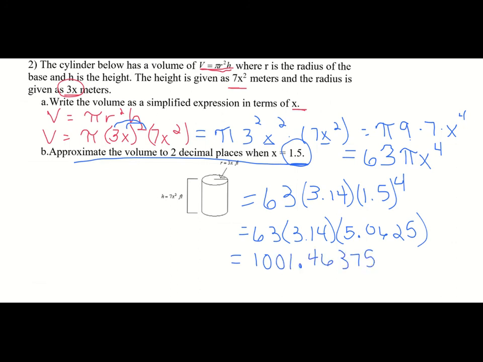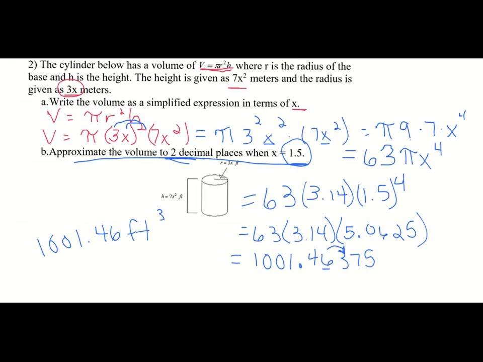1001.46375. But our answer says to approximate to 2 decimal places, so we're just going to go out to this 6. Again, because that's a 3, we're going to leave the 6 alone. So our final answer is 1001.46 feet. And it's volume, so cubed.